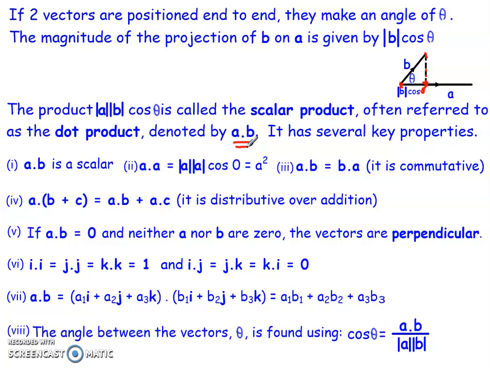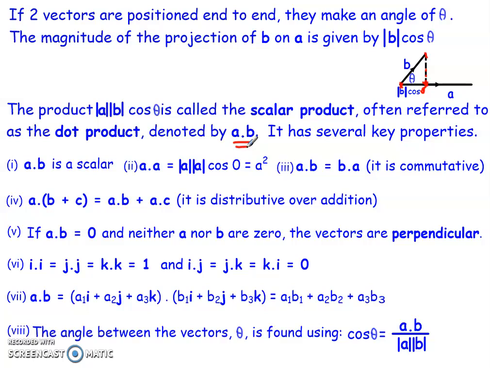Now the first thing is that A dot B is a scalar. The name suggests that without even thinking of it. It's called the scalar product, of course it's going to give us a scalar. Second thing is if I take the scalar product of a vector with itself, so A dot A, that's the equivalent of doing magnitude of A times magnitude of A times cos of 0. There's no angle between a vector and itself. Cos of 0 is 1, so it's magnitude of A times magnitude of A, which is A squared.